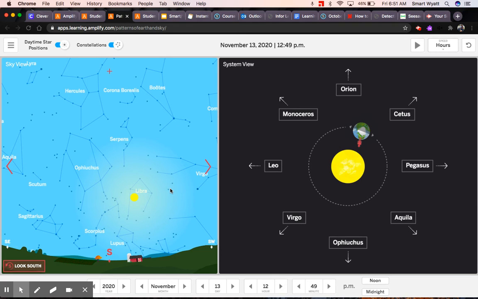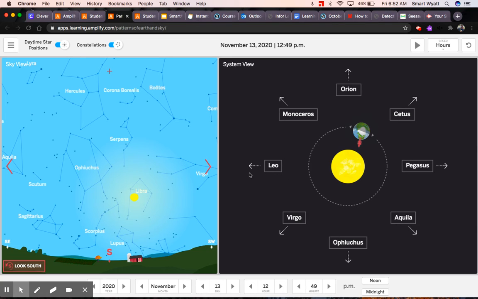Now, what's really cool is watching how, as the sun is coming up, you can see my little guy over here. That's how we're looking at the sun right now. You can see that the other side of the world is now at nighttime, and they're seeing possibly a different perspective. Like, look at it. We're seeing Virgo this way, but if we're on the other side of the world, we're seeing Orion and Cetus.